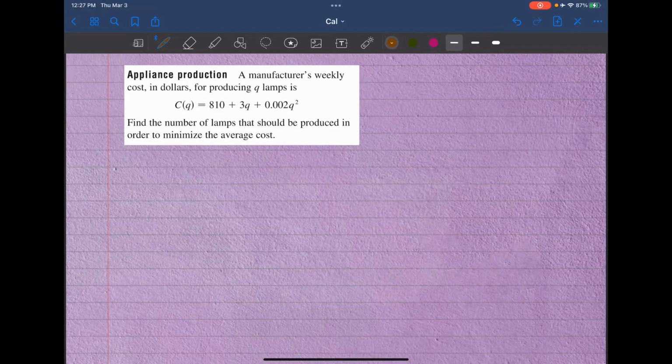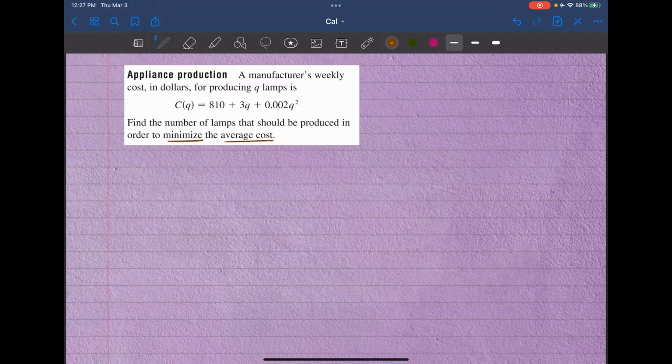Now let's take a look at this problem. So we're given that the cost function in terms of dollars for producing Q lamps is given by this model. And we want to know how many lamps the company needs to produce in order to minimize the average cost. So we're pretty much looking for the derivative of the average cost and setting it to 0. So minimizing something or maximizing something means compute the derivative, set it to 0.